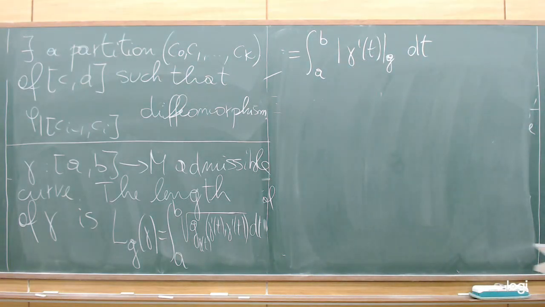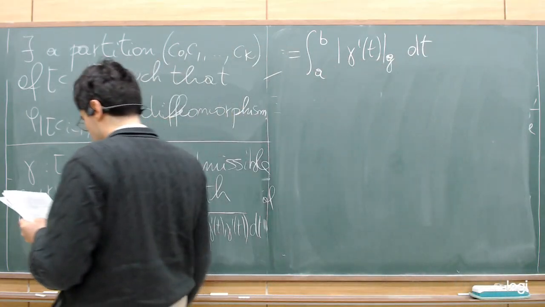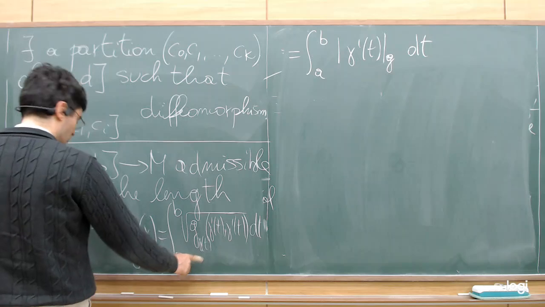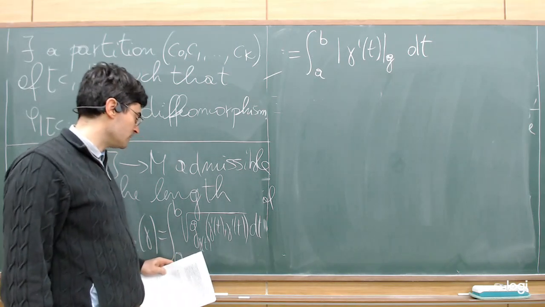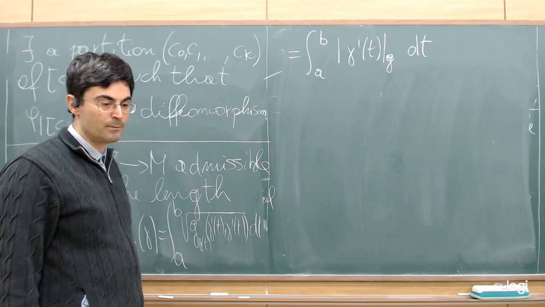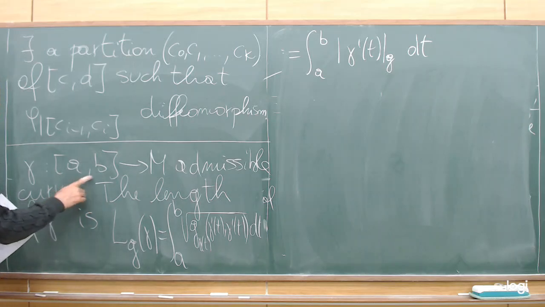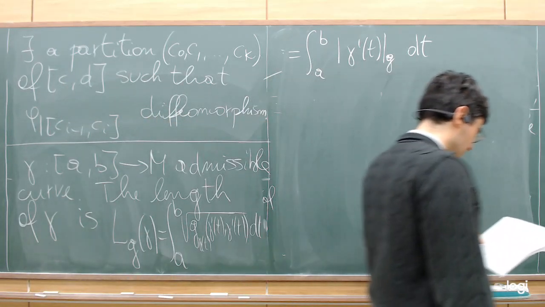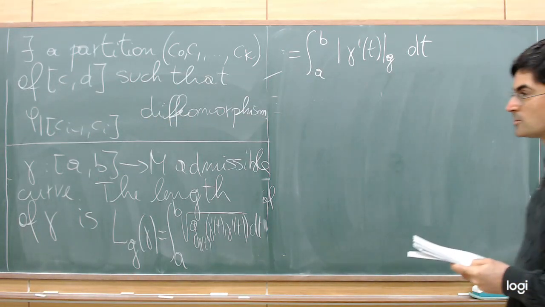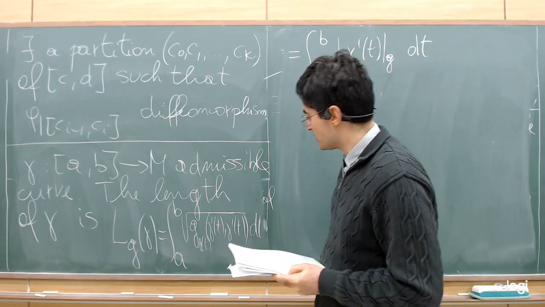This integral is well defined because this function here is continuous and bounded everywhere except maybe the points of the partition of [a,b], that is the points where gamma is not smooth. So this makes sense.